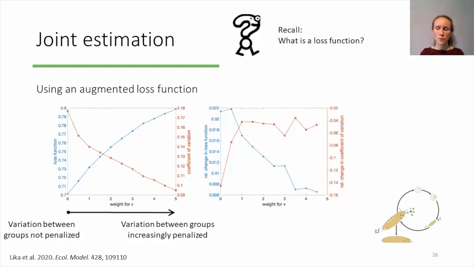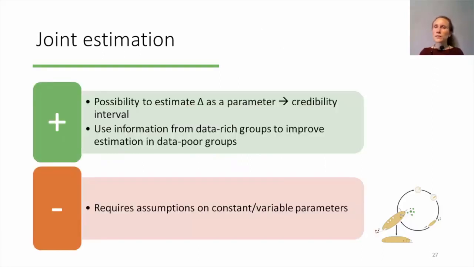Just to finish, these joint estimation methods, with or without an augmented loss function, open up the possibility to estimate the difference between groups as a parameter itself, and thus to produce a credibility interval for that difference. And even more interesting, they use information from the data-rich group to improve the estimation in the data-poor groups. So they partly solve our problem of the differences in data completeness.